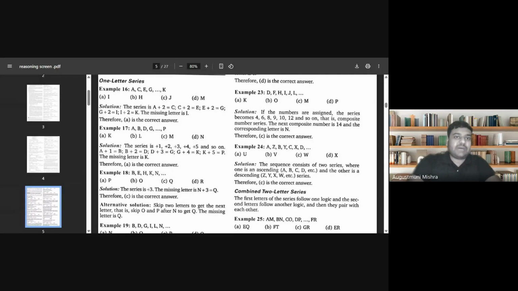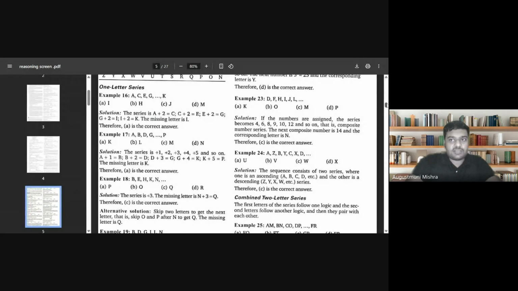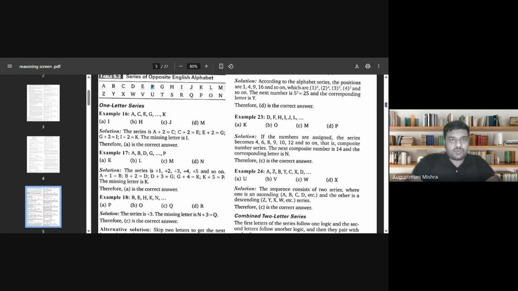I will move to another part: A, B, D, G. What have they done here? After A, they do not miss anything, then they leave C, then they move to G. I will move to the table again, so that it is helpful for you. In this question, they used A and B, missed C, and directly moved to D.